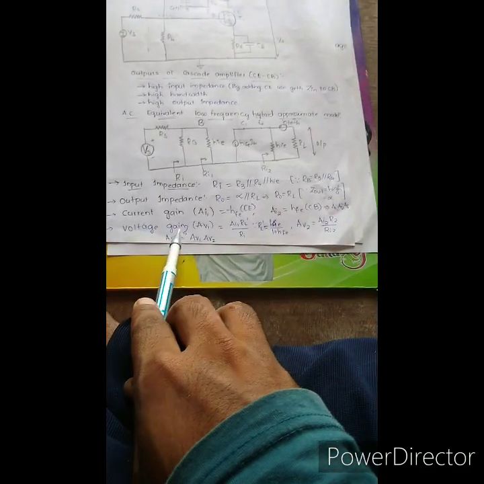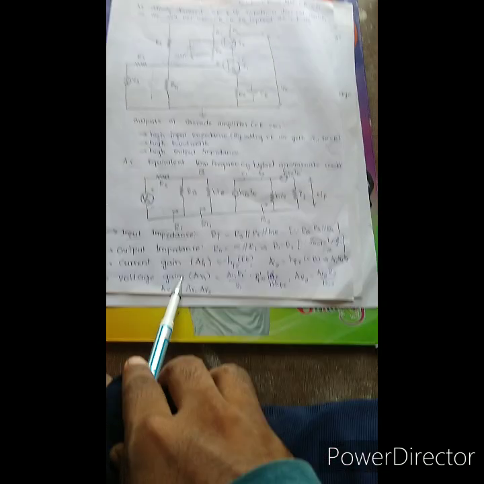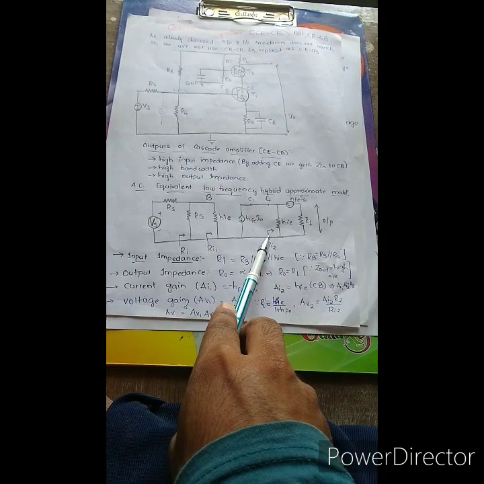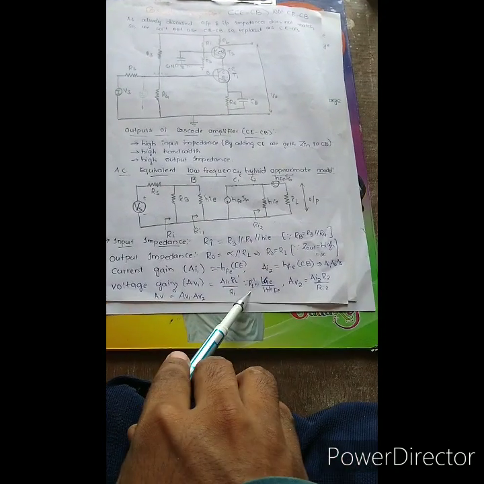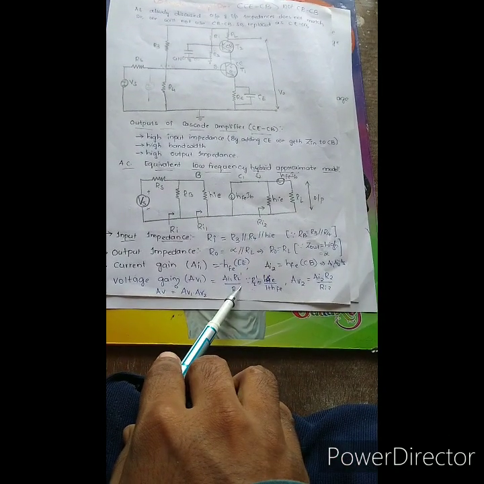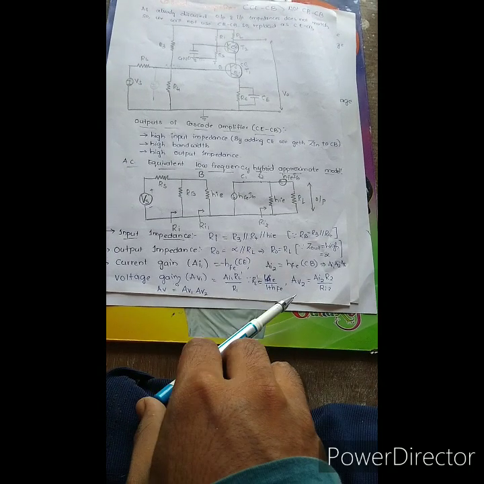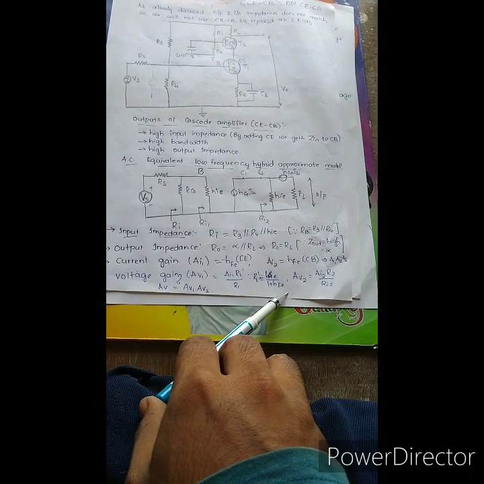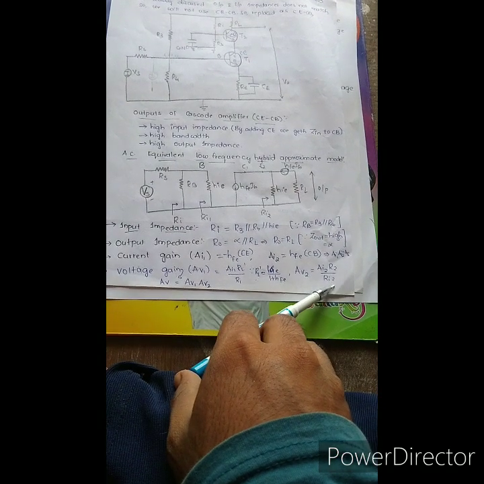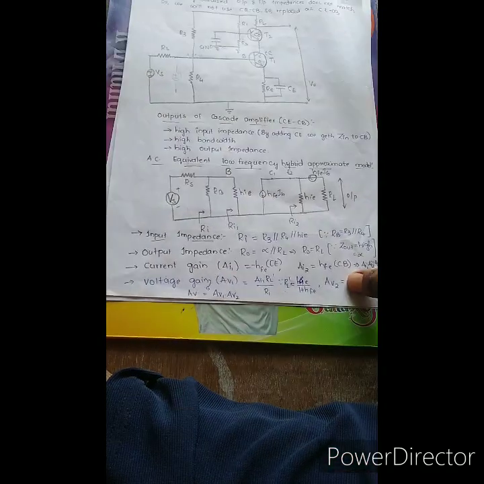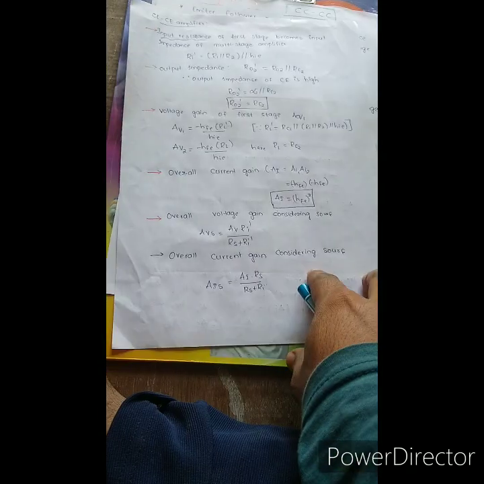Next, voltage gain. Total voltage gain equals voltage gain of the first amplifier into voltage gain of the second amplifier. The first amplifier voltage gain is given by AI1 RL dash by RI, where RL dash equals HIE by 1 plus HFE, and the second voltage gain is given by AI2 R2 by RI2, friends. All these formulas can be derived from a small table which was given before this session.